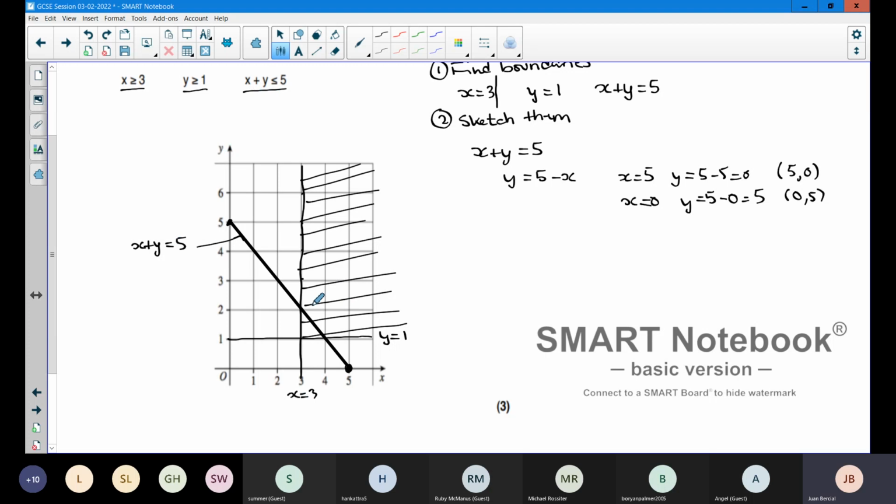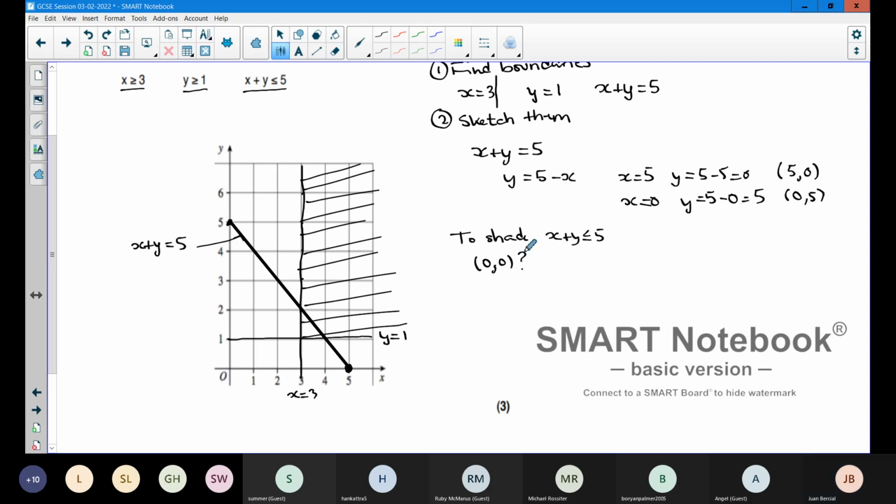Now the important thing is obviously which bit do I shade? Is it the right hand or the left hand side? So to shade x plus y less than or equal to 5, it's always good to check, for example, what happens to the point 0, 0.